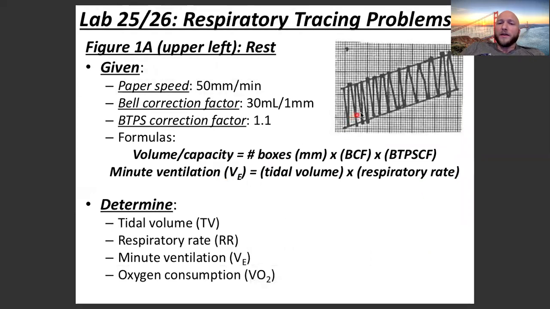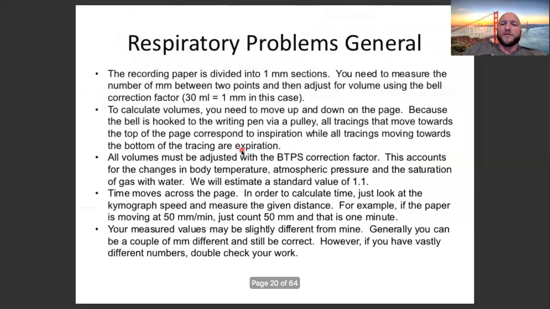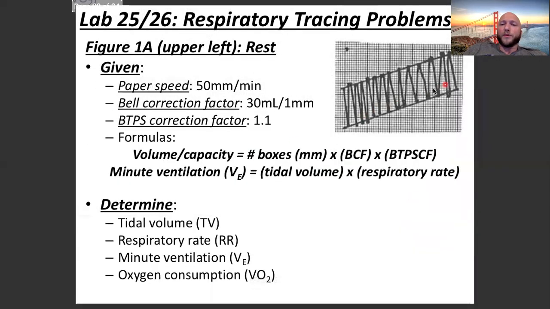That's why this trends upwards. Because this is a closed system. There's no air going in and out. As the carbon dioxide gets absorbed by these crystals, the bell will lose volume, like the air volume in here will go down, and the bell will start to trend downward. Because the bell trends downward, it pulls the string down, which pulls the pen upwards. And it's that gradual pull upwards right here.